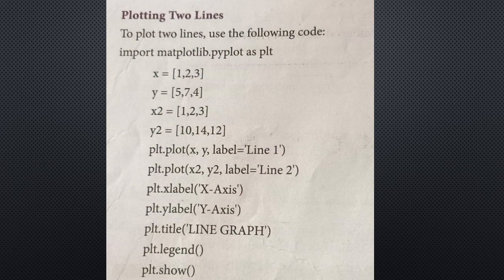And then plotting two lines also. To plot two lines, use the following code. This is one line and this is another line. So we plot x, y as the coordinates, and the label is line 1. The label is line 2. This is the first line and this is the second line. I give the values.